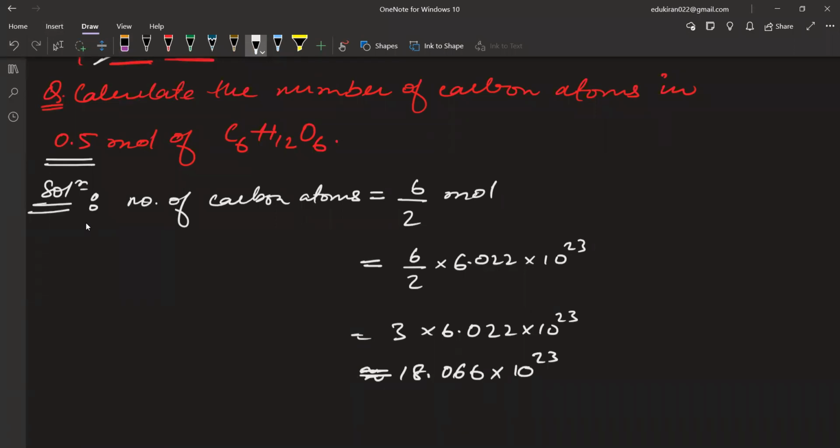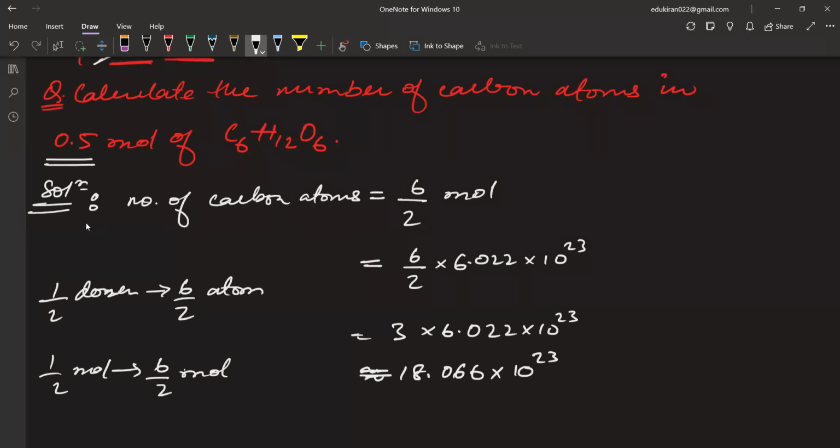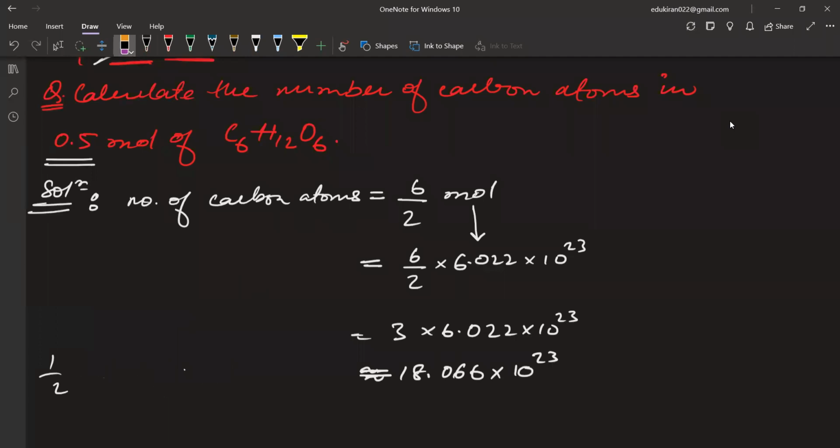Sir, can you explain it one more time? Okay, yes. As we said for half dozen, you told me that there will be 6 by 2 atoms of carbon. Yes or no, Fatima? If I have half mole, then I will have 6 by 2 moles. Correct? Same thing. Now we also know the value of 1 mole, it is 6.022. So I have just replaced this mole by this number, 6.022 into 10 to the power 23. Got it? Okay.